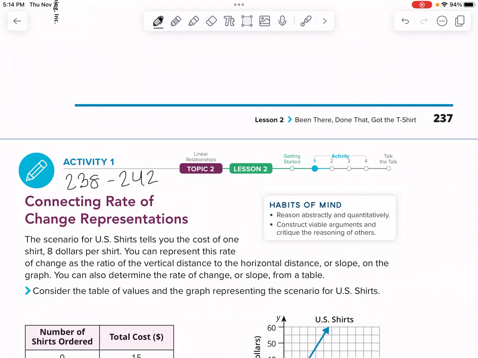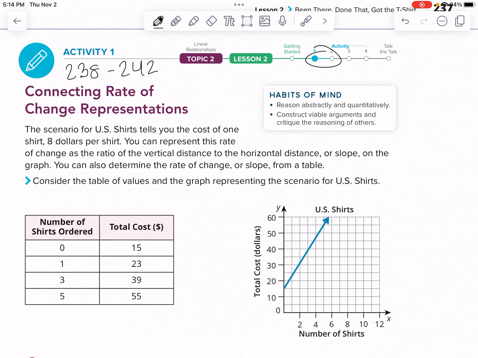All right, we're starting with page 238. This is module 2, topic 2, lesson 2, part. We're going to be working on activity 1 and 2. Starting in activity 1, it's connecting the rate of change representation. In the previous lesson, we talked about the company US Shirts that they sell shirts for $8. And we're going to be relating this to a ratio of a vertical distance over a horizontal distance, or just the word slope. Looking at the table and the graph, they're representing the same thing.